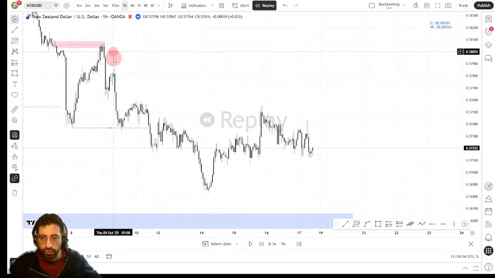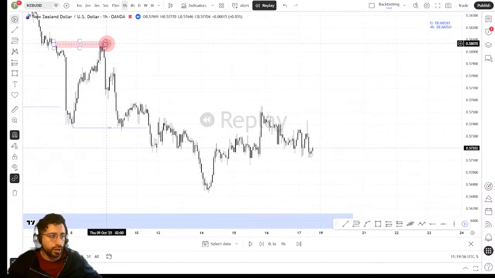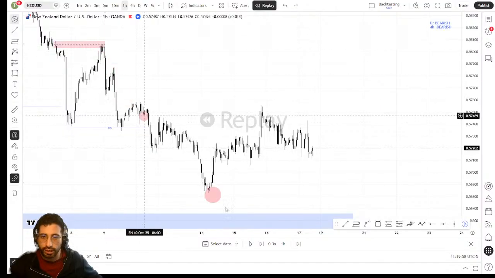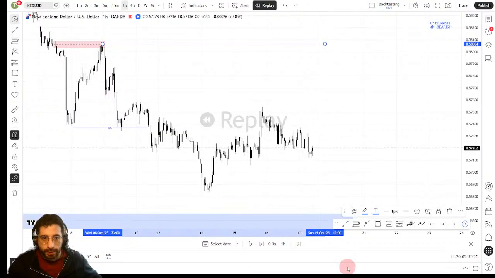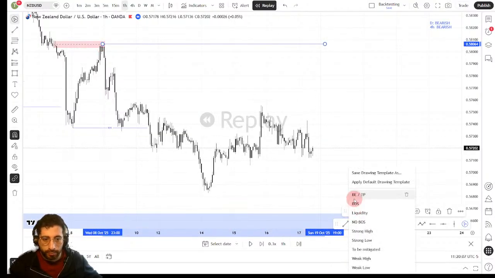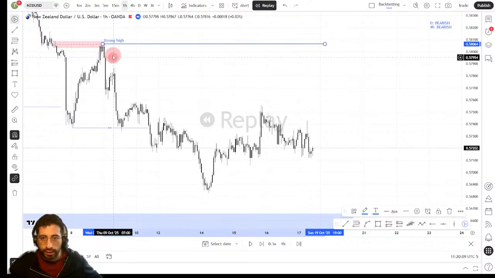So as I said to you before, once we spot this, it becomes a strong high. It's the one which will likely be respected by the price. And strong high.